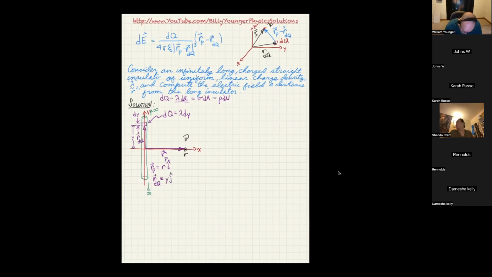Okay. And then that means, of course, r_P minus r_dq, which is also in the formula above up there. Notice that is just going to be the subtraction of the vectors. So that's going to be r i hat minus y j hat. And in fact, that vector points from here to here. So this is literally r_P minus r_dq. And that alone should be able to tell you what the magnitude of it is.